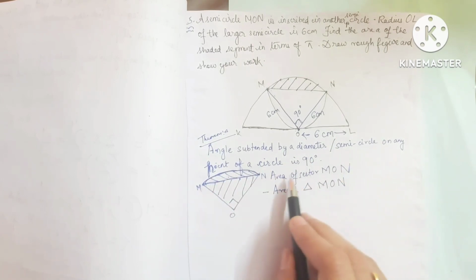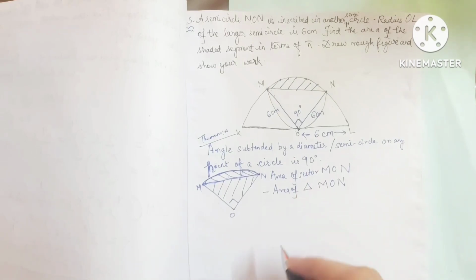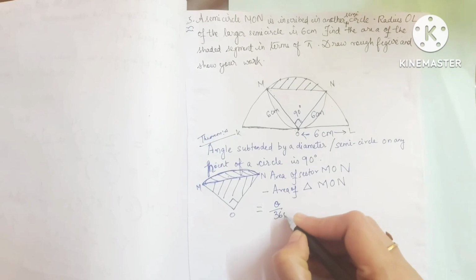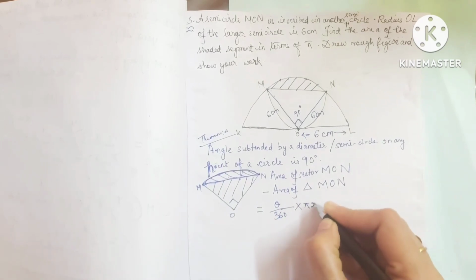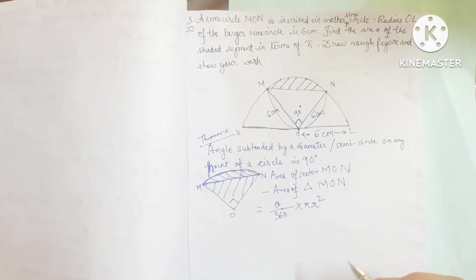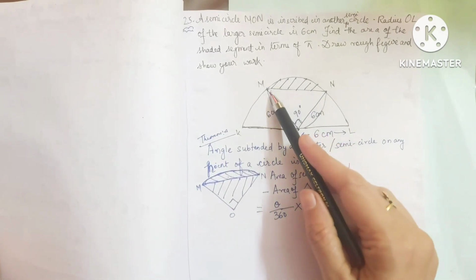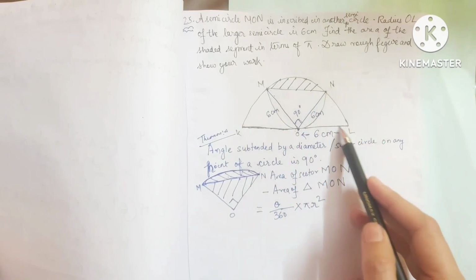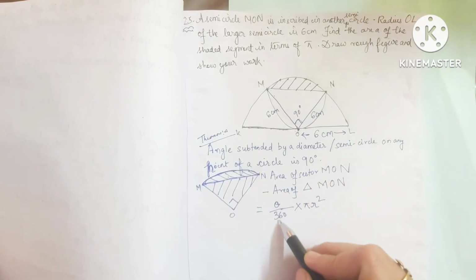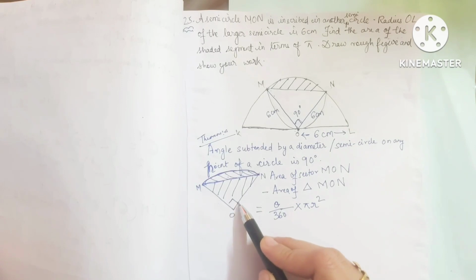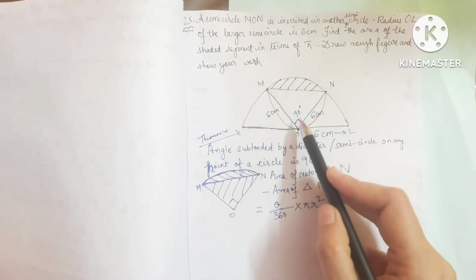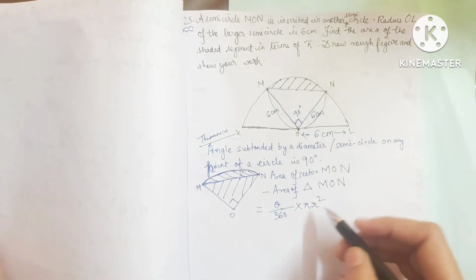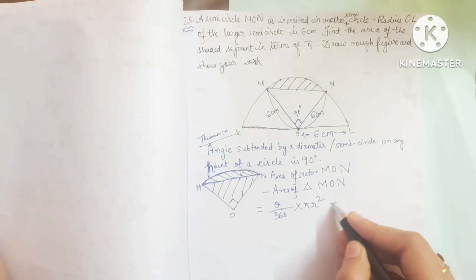So first, what is the formula for finding area of sector MON? Formula is theta by 360 into pi r square. What is the radius? Radius we know is 6 centimeter. Radius of the sector is 6 centimeter because this is also the radius of the larger semicircle. So all these values are there. Theta value will be 90 because a diameter always subtends a 90 degree angle on any point of a circle. So this is done. 90 is known, r square is known.